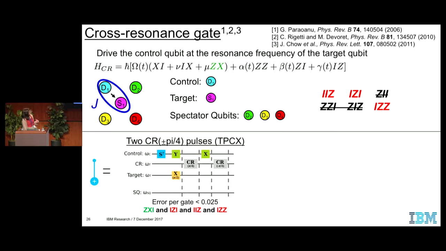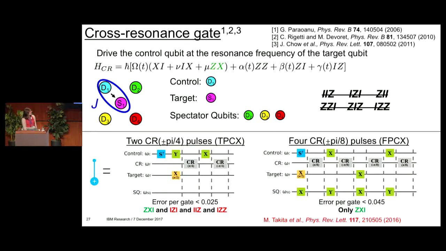say Q2, 3, and 4, which I'll call the spectator qubits, and when you actually consider other Z terms that are associated with them, this echoed two-pulse cross-resonance gate only cancels these terms out, and there are several other Z terms that are left.